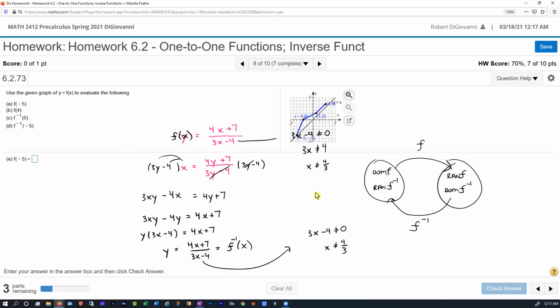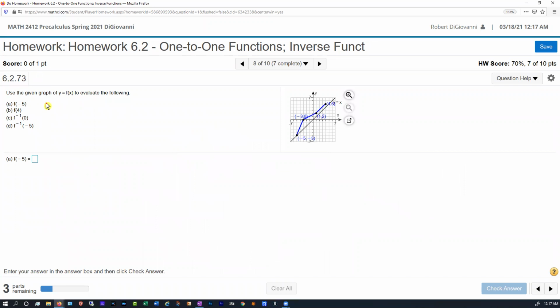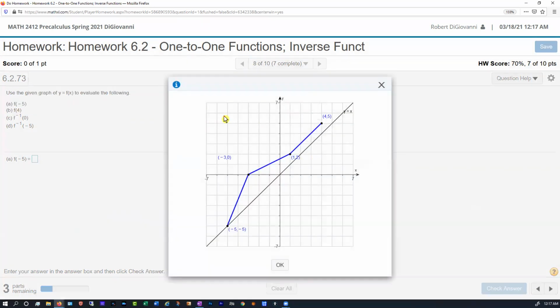Okay, good. All right, use the given graph of f of x to evaluate the following. First, what's f of -5? So f is this blue function. If I go to -5, 1, 2, 3, 4, 5, at -5, it spits out -5. Let me just write that down. So f of -5 should be equal to -5.